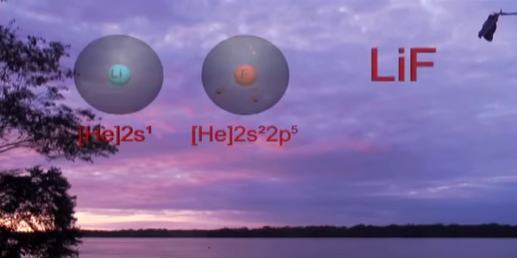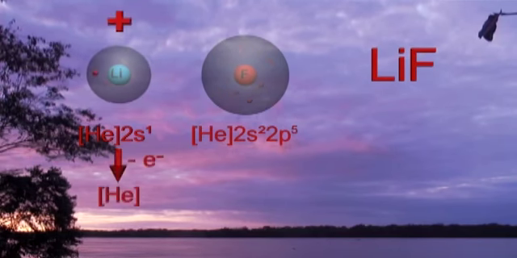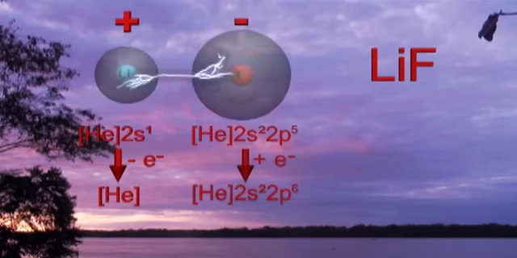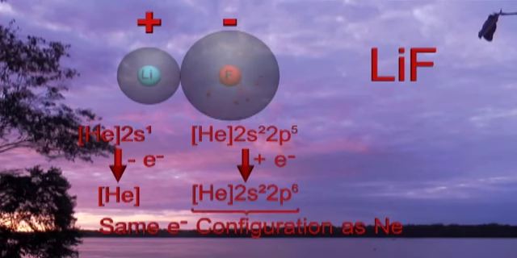Examining the abbreviated electron configurations for the previous lithium fluoride example clearly demonstrates this principle. When lithium fluoride formed, lithium lost an electron to adopt the electron configuration of helium, and fluorine gained an electron to adopt the electron configuration of neon. Thus, both lithium and fluorine have adopted the very stable electron configuration of the nearest noble element.